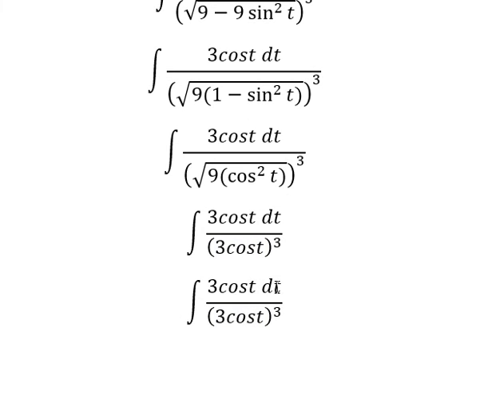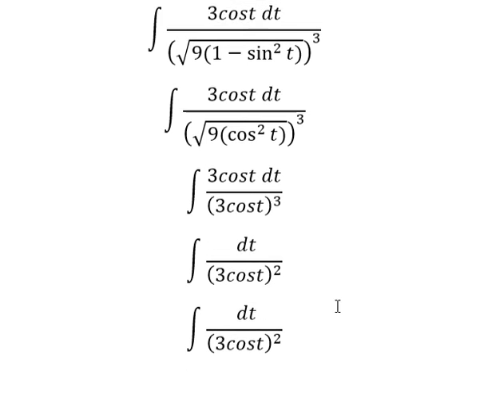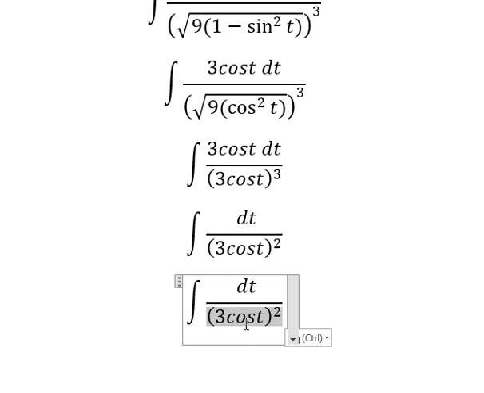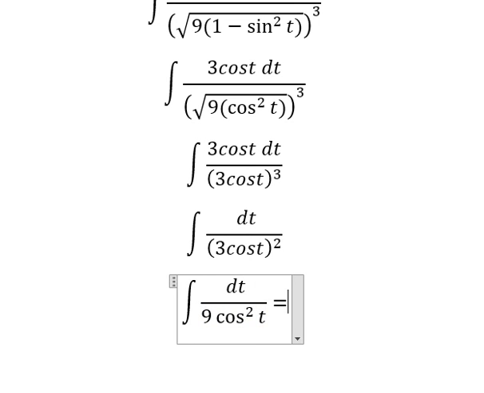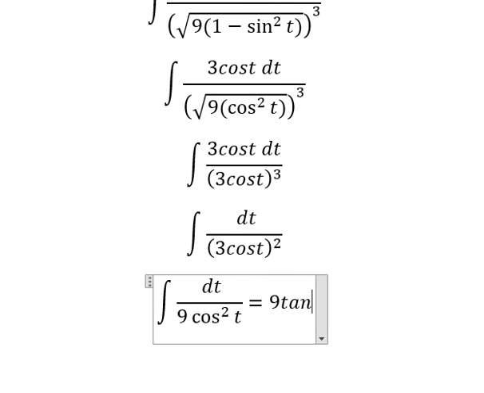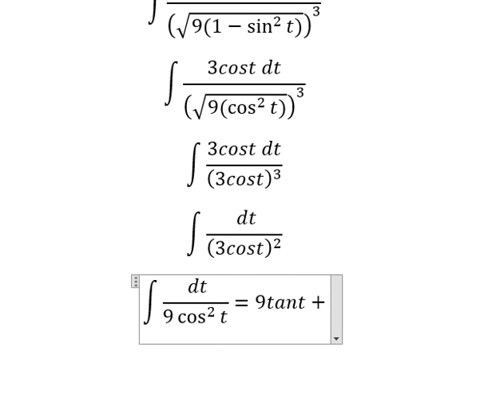And now we need to simplify 3 cosine t on numerator and denominator. So this one we have 9 cosine t square. The integration of dt over cosine t square, we have tan t, and I will put c.